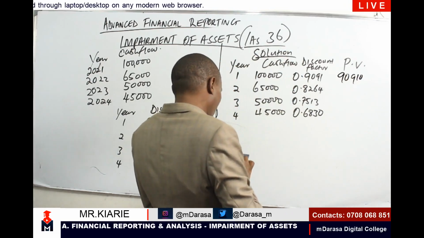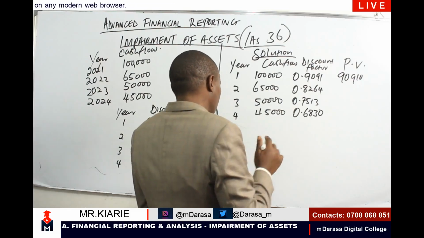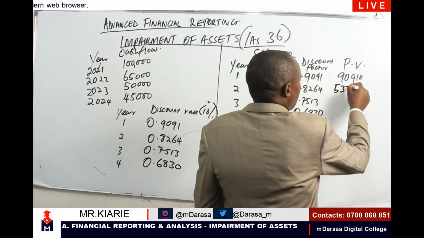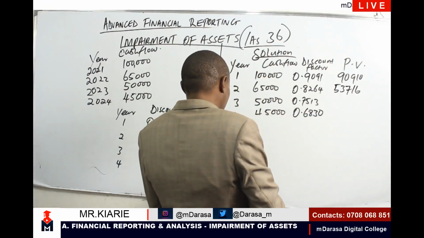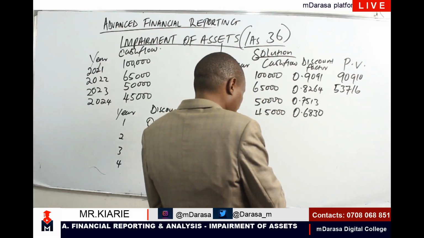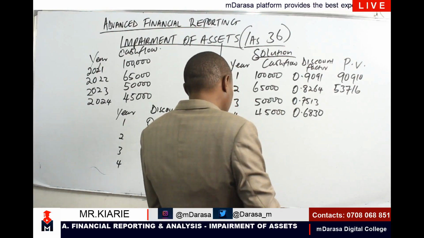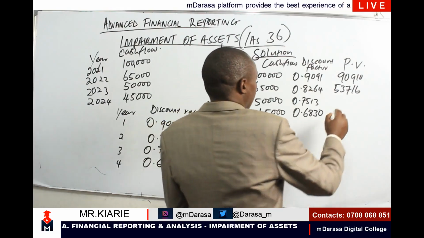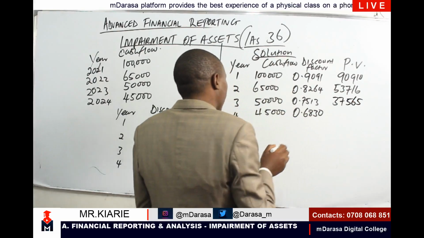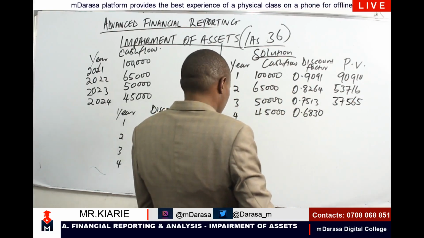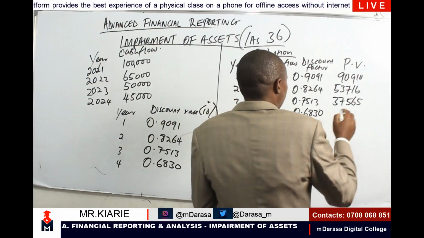Year 2, 65,000 times 0.8264. It gives me 53,716. Year 3, 50,000 times 0.7513. It gives me 37,565. Year 4, 45,000 times 0.6830. It gives me 30,735.